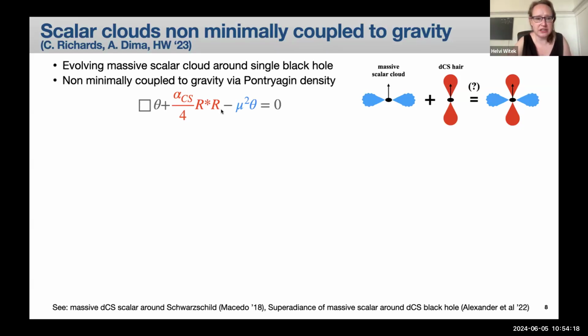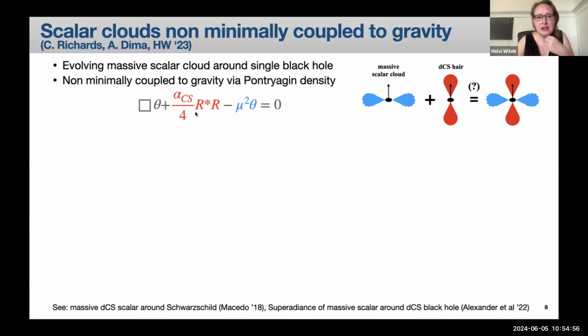So again, let's get rid of the Pontryagin density here and look just at the mass term, which is in blue. This would give rise to a scalar field cloud, as indicated here, which is dominated by an L equal M equal 1 dipole. So this is what we are indicating here. And this cloud is oscillating with a frequency that's determined by this mass parameter mu.